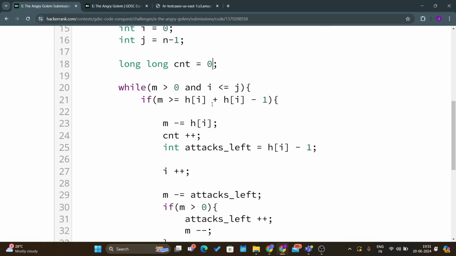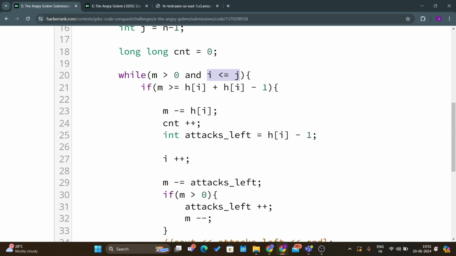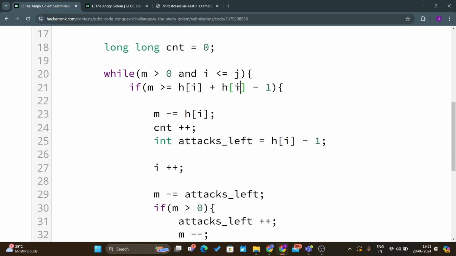Now we will run a for loop while we have attacks left and I is lesser than or equal to j. If I is not lesser than or equal to j, it means that there are no more fortresses to crumble. That's why we are checking whether I is less than or equal to j. And now, as we have discussed in the explanation, we will check for the first condition whether m is greater than or equal to h of I plus h of I minus 1.